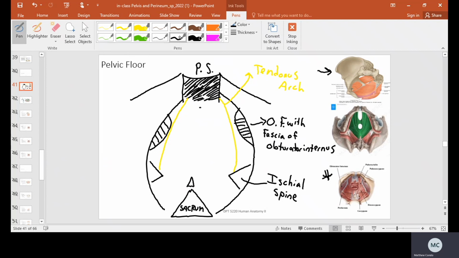So the first hole I'm going to draw in here is the urethra. So urethra. The second one I'm going to draw in is representative of the vaginal hole. And then I'm going to draw in the rectum. Okay, so I'm going to draw a little R here for rectum, V for vagina, and U for urethra.